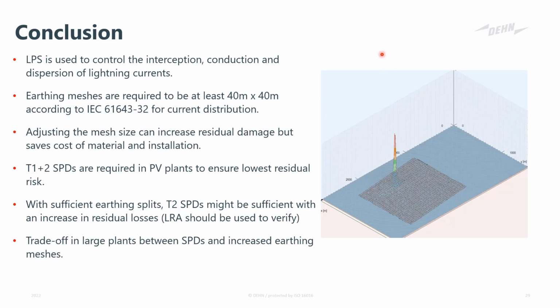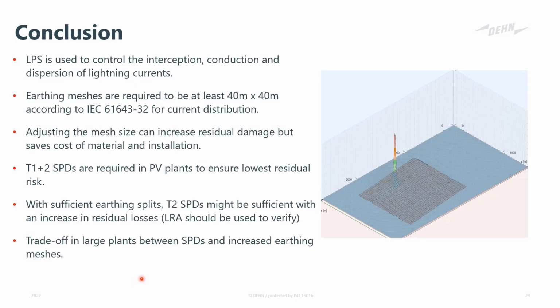terms of losses. If we go for a targeted approach and we look at specific parts of the inverters and electrical equipment that we want to protect with specific types of SPDs, but by reducing the earthing system as an example. Type 1 plus 2 SPDs are always required to reduce the risk to the maximum level, and they ensure the lowest residual risk, but with sufficient current split in the PV plant, that can be reduced to type 2 SPDs, which are more cost effective to use, but you would need to have sufficient earthing splits.